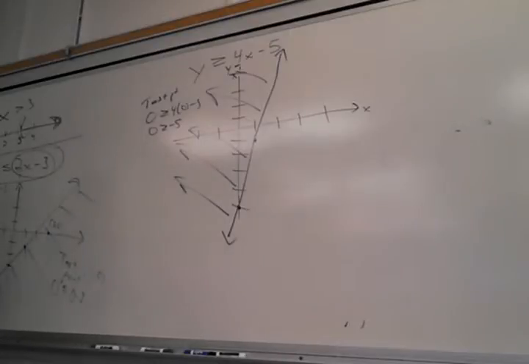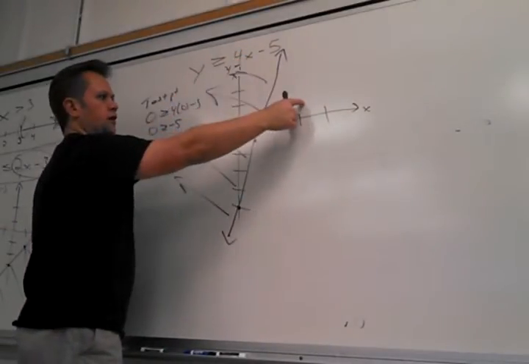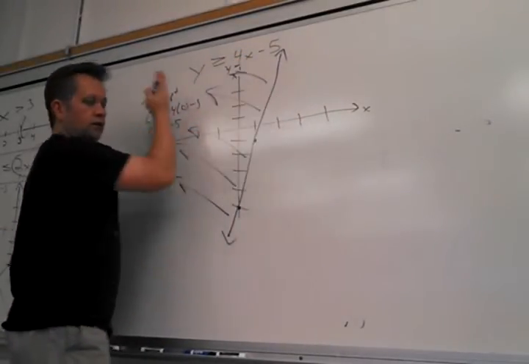Thank God. So if the statement is true, it goes on that side. I love it. If the statement is false, it goes on the other side. Cool. So no matter what point you use, if I would have used that point, it would have come out false. I don't shade in where that point is, I shade on the other side.